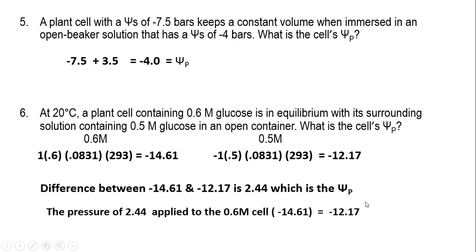And we know now that if we apply the pressure of 2.44 to the cell, okay, we get a number that's higher, -12.17. Okay, and that tells us that the cell is in equilibrium, because that pressure potential is bringing it up to the same concentration as the solution that it's sitting in. Okay, I hope that helps.